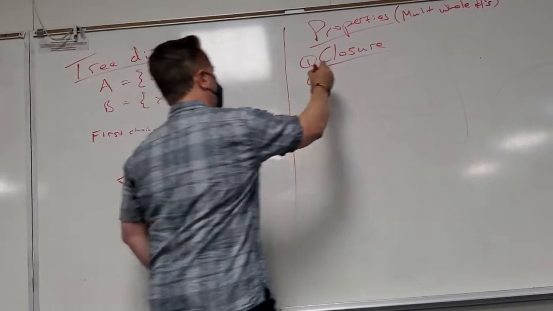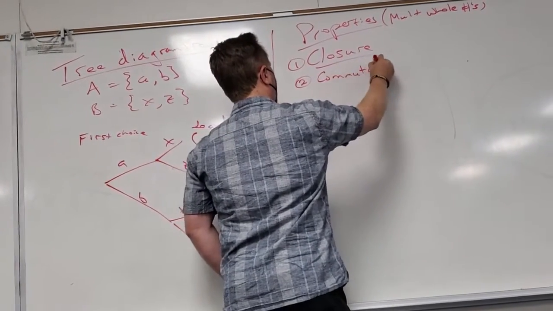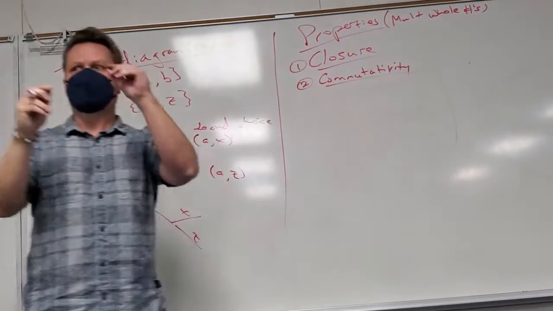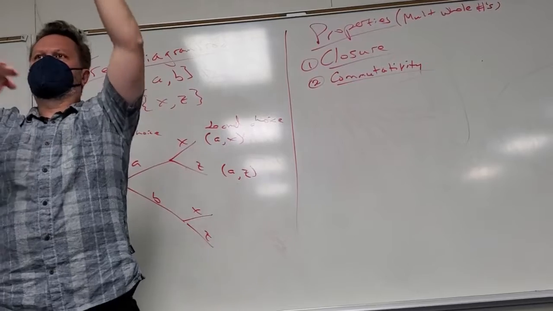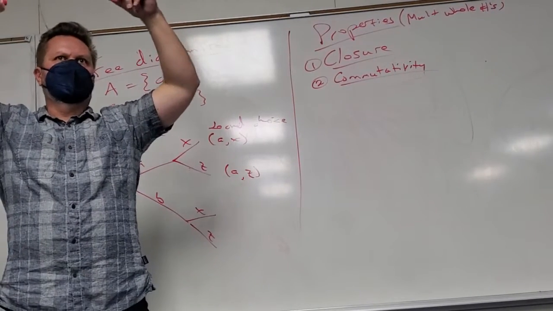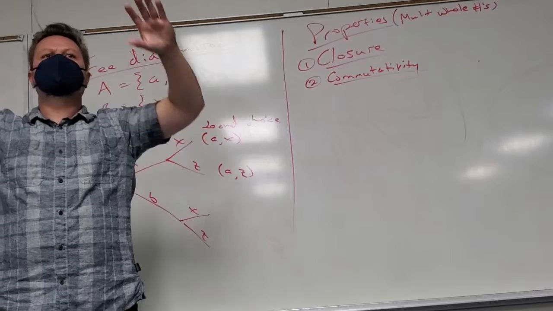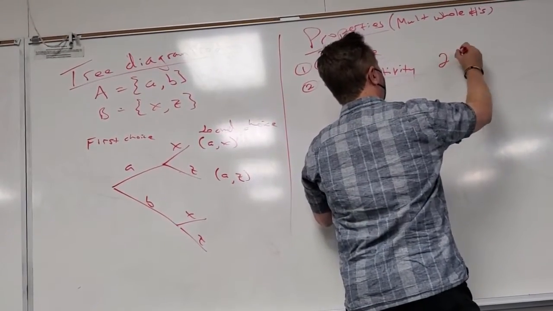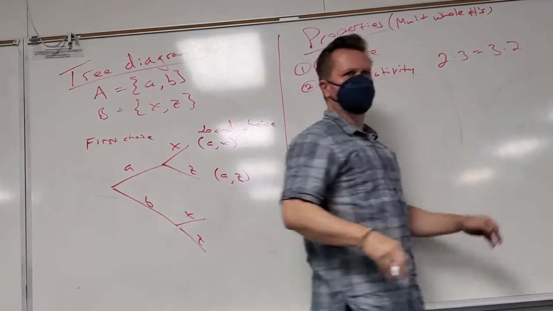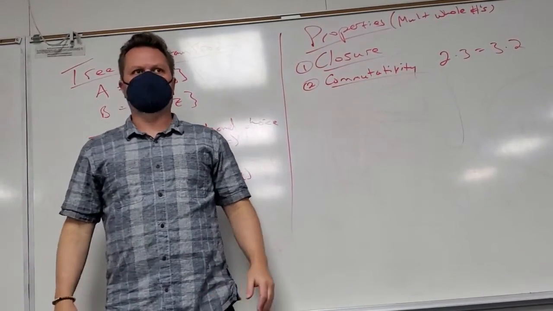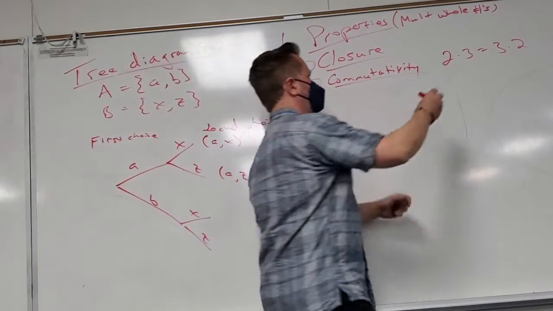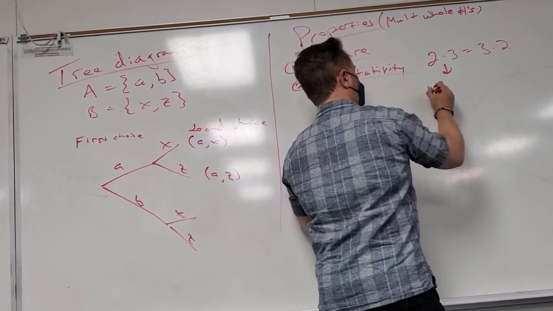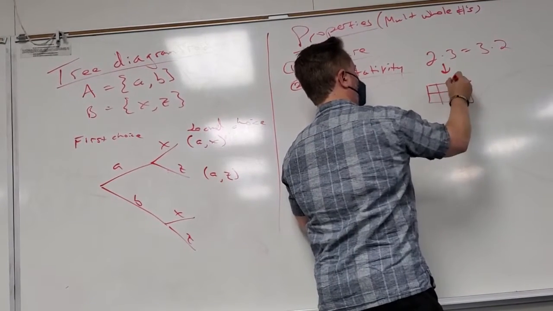We got commutativity, of course. Now, real quick, looking back at our rectangular array method, what would commutativity mean? 2 times 3 is the same thing as 3 times 2, yes? All right, what would 2 times 3 look like in a rectangular array? 2 on one side, 3 on the other. 2 rows and 3 columns, right?